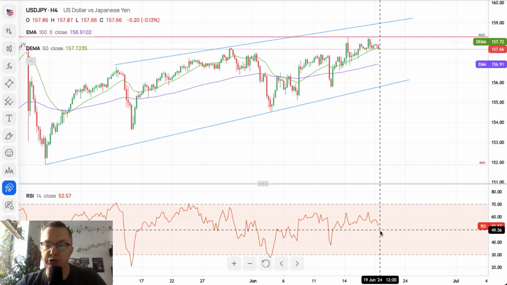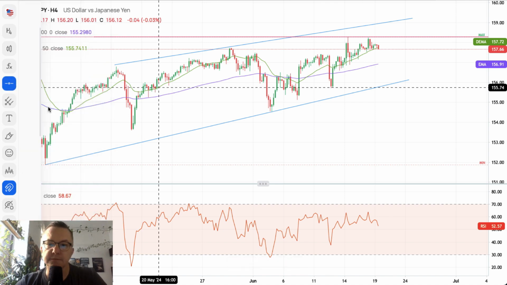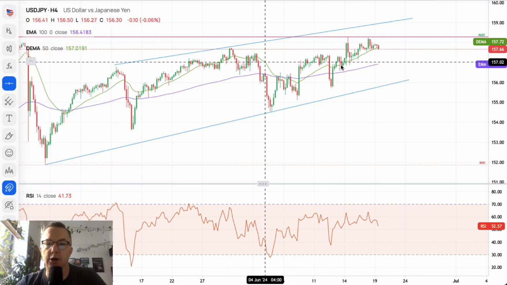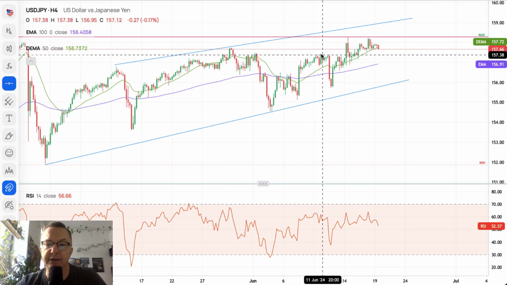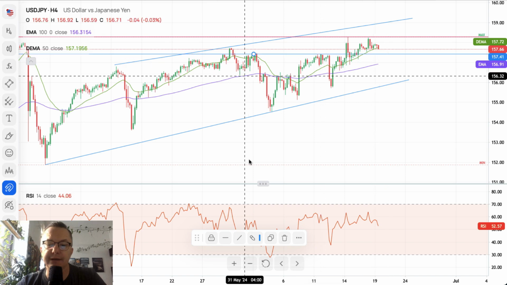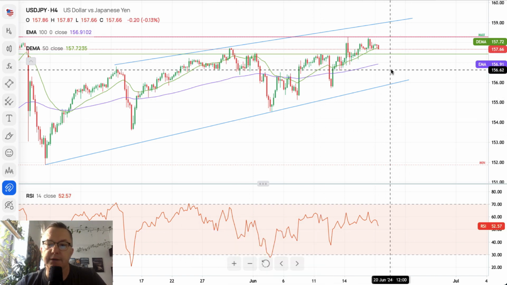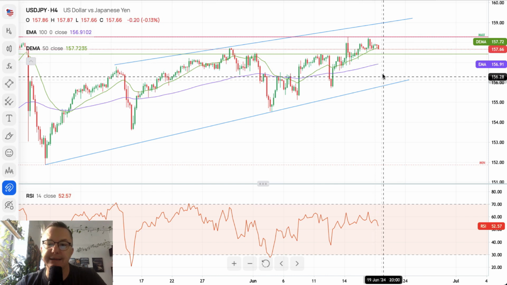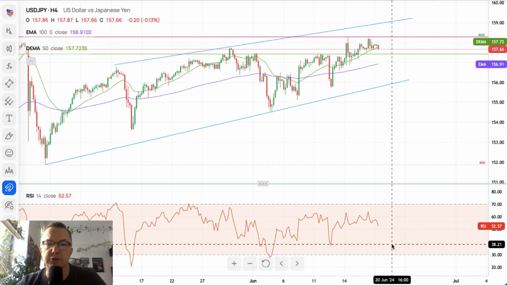Momentum is approaching the level of 50. So if we break lower below this level of 157.41, the market will eventually continue even lower, expanding the drop even towards 155.73, and of course in that situation the momentum should be negative already.